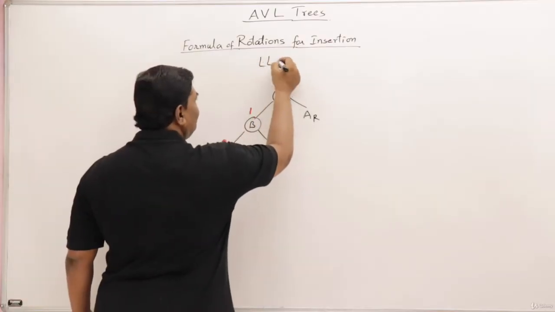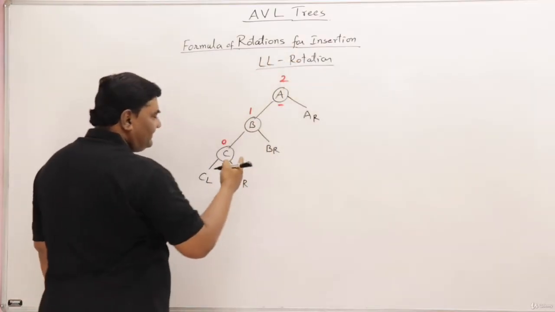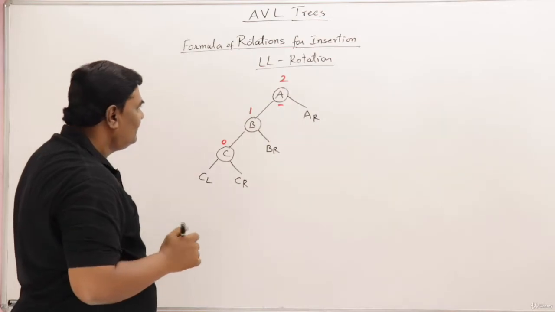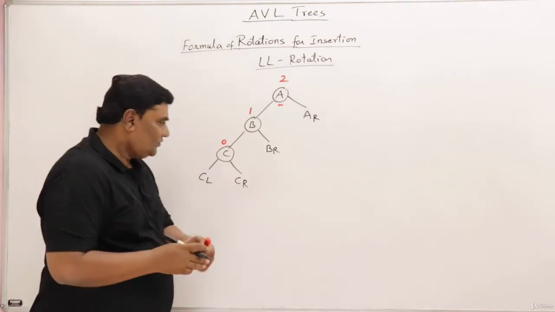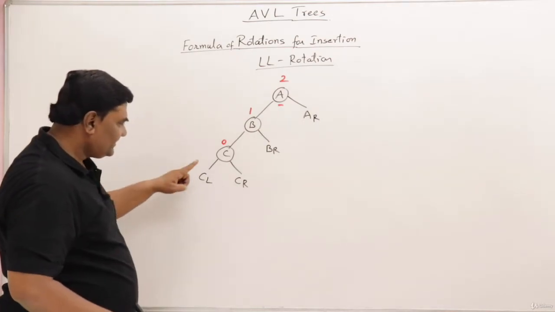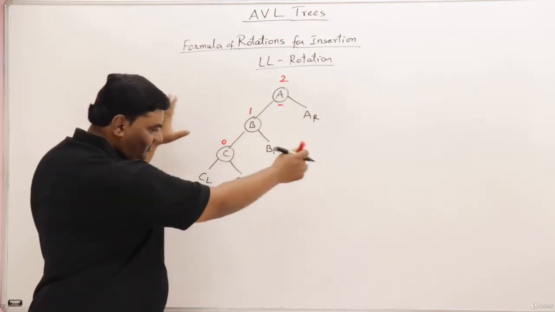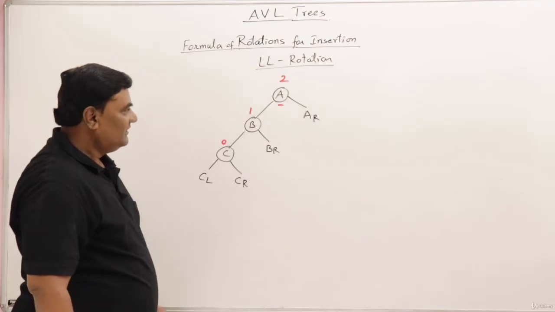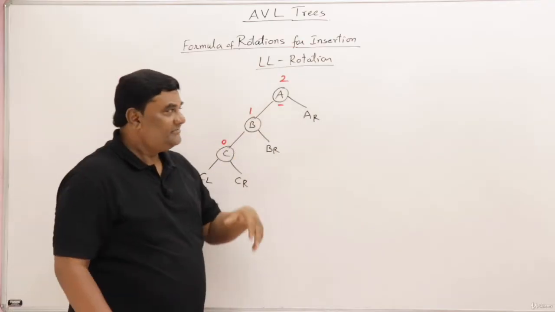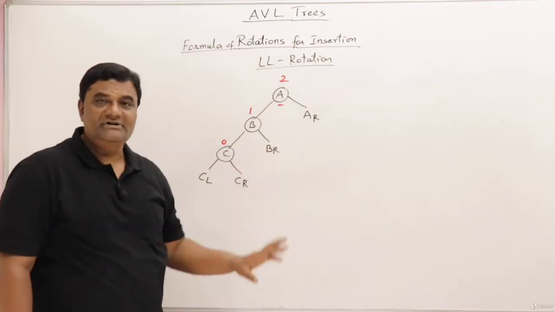This is for LL rotation. I have taken an example tree. Only 3 nodes? No, it has a left child, left child. This has a right child, right child. Imagine a lot of nodes are there. So A is a root. No, imagine above that also a lot of elements are there.